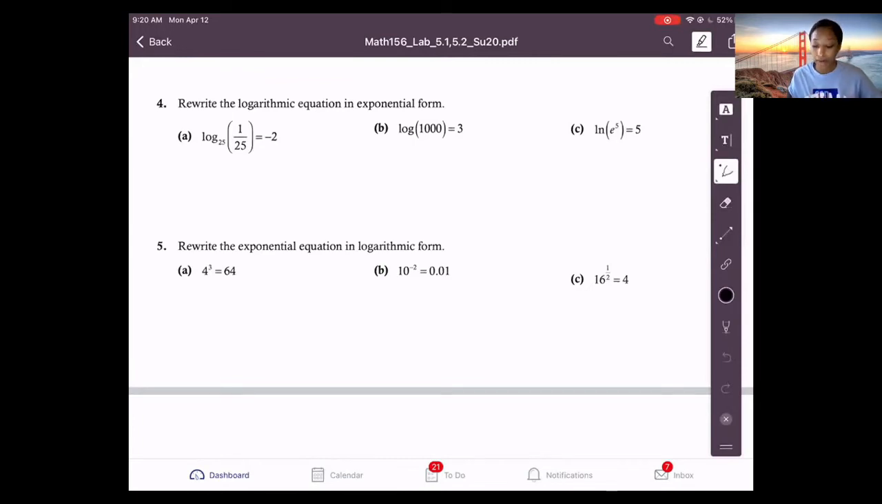So let's talk about how we can use those in practice. All right, number 4, part A here. Log base 25 of 1 over 25 is -2. That is wrong. So this is not true. I think this is supposed to be a 5 here. There's a typo. So let's fix this. Because when you write the logarithm in exponential form, you should get something that's true. All right, so this is log base 5 of 1 over 25 equals -2. This gives us 5 to the -2nd power equals 1 over 25.